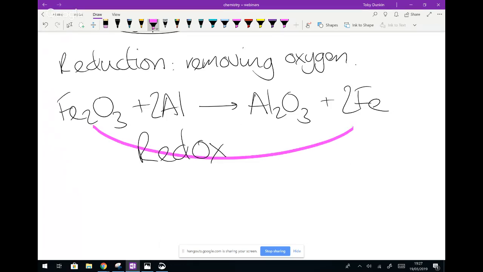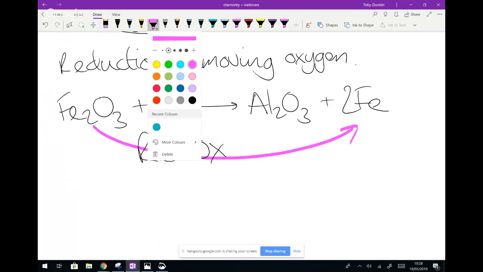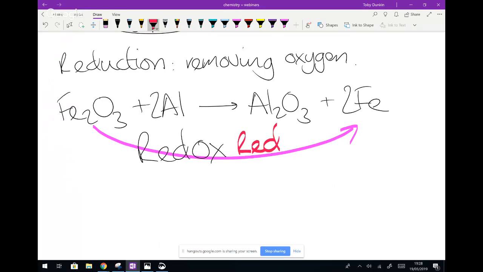This is redox because it's both. I have that guy losing oxygen, so this guy's going through reduction. I do that as red. And then this guy is gaining, so that's ox. So this is both.